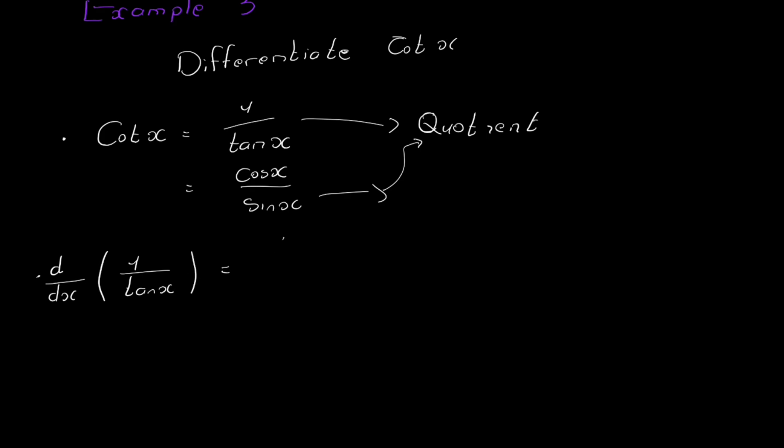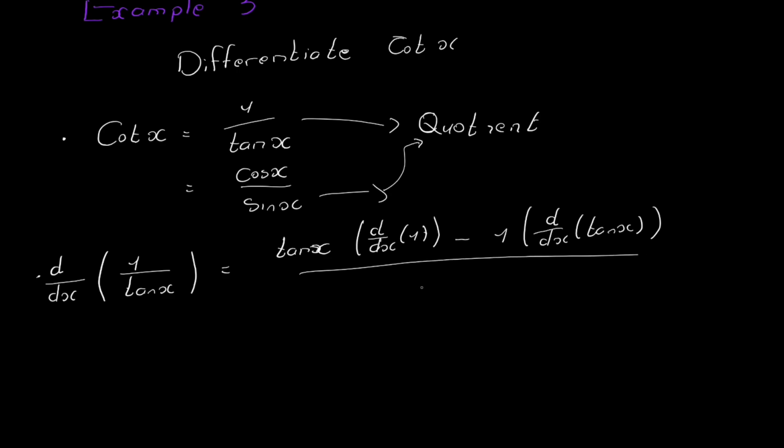So recalling first of all the quotient rule, we state that the derivative with respect to x of a function like 1 on tan x is equal to bottom, tan x, d top, which is d on dx of 1, minus top, which is 1, d bottom, which is d on dx of tan x, all over bottom squared, which is tan x squared.